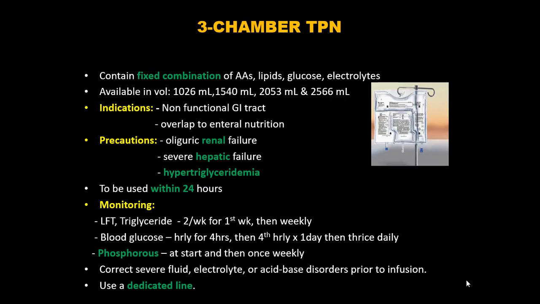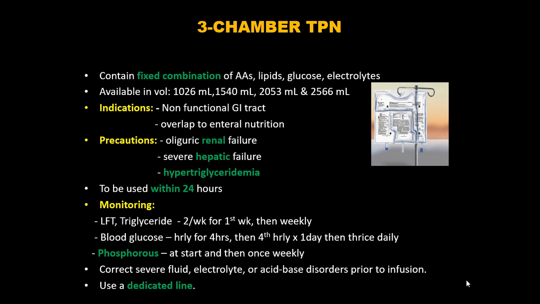Next is 3-chamber TPN, single packet, multiple compartments. It has to be premixed before starting over the patient. It contains a fixed combination of amino acids, lipids, glucose, and electrolytes. Indication is non-functional GI tract, overlap to enteral nutrition.